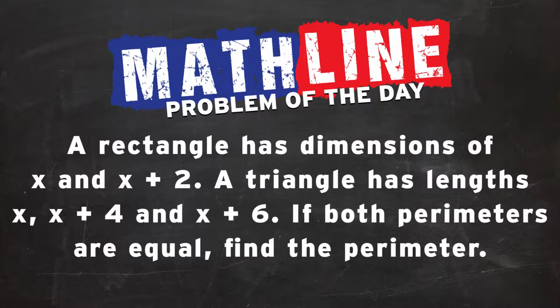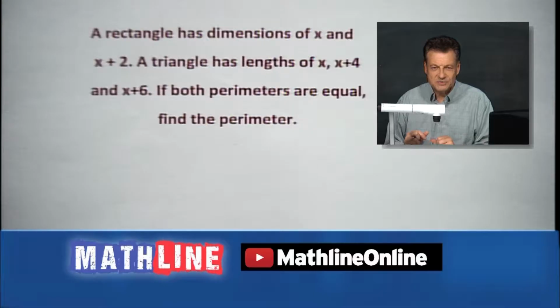Notice I left that as a singular perimeter because they're both the same, right? Both numbers are the same. That's what we're going to prove. We're going to show that this works if we think this through. Basically, let's take a look at this problem, see what's happening.